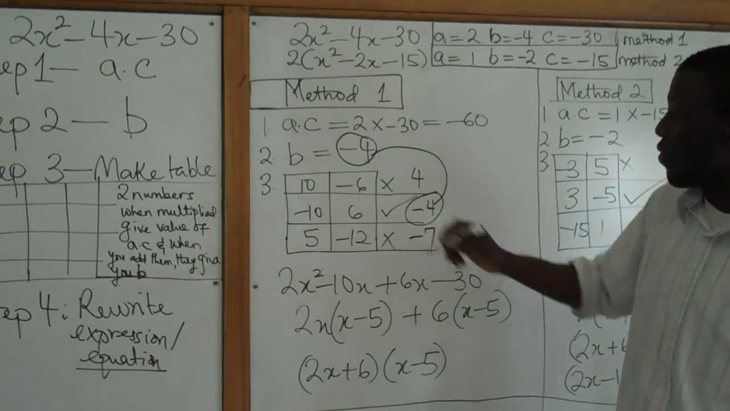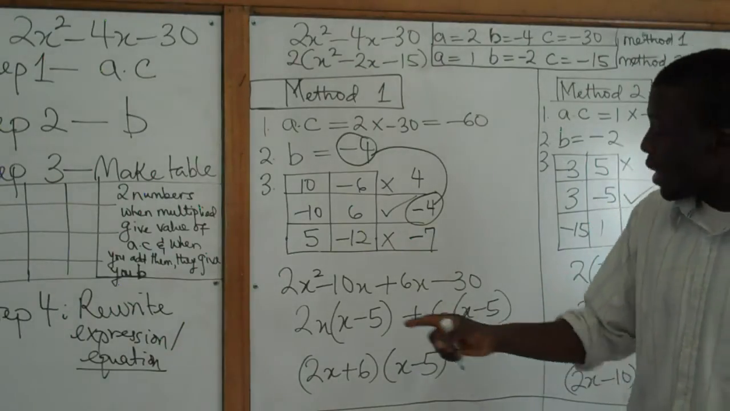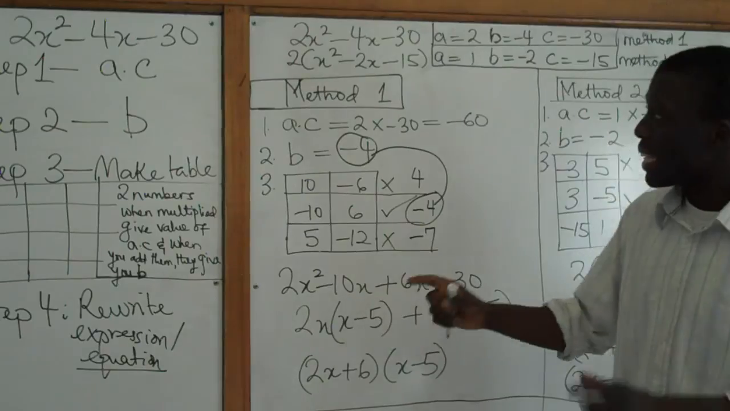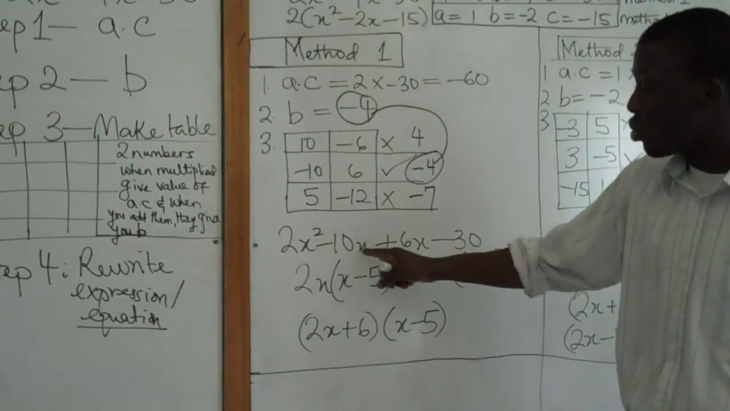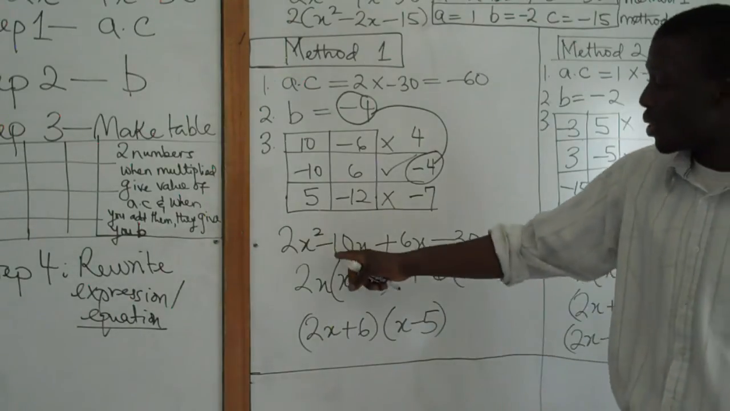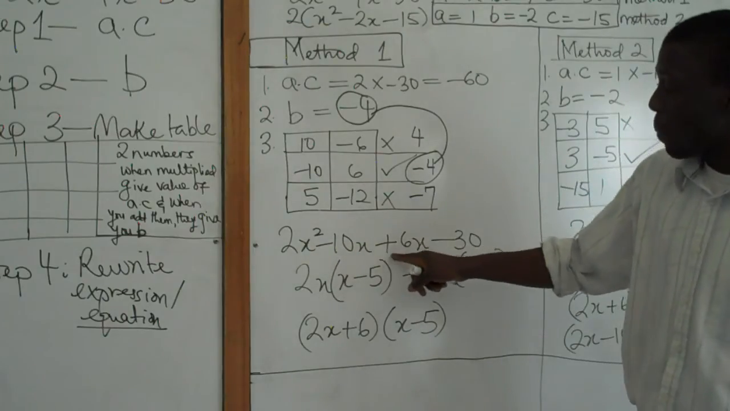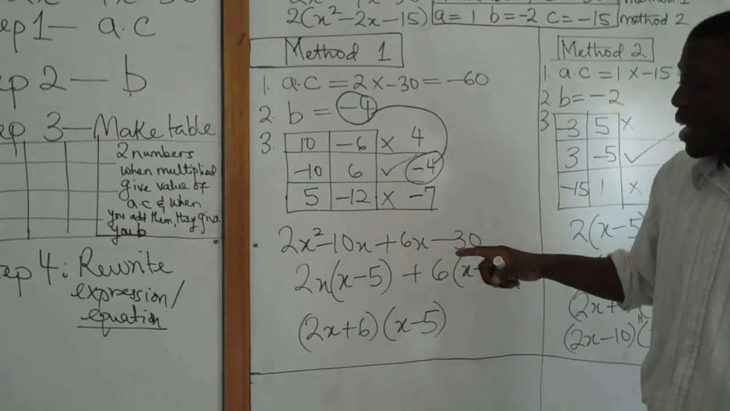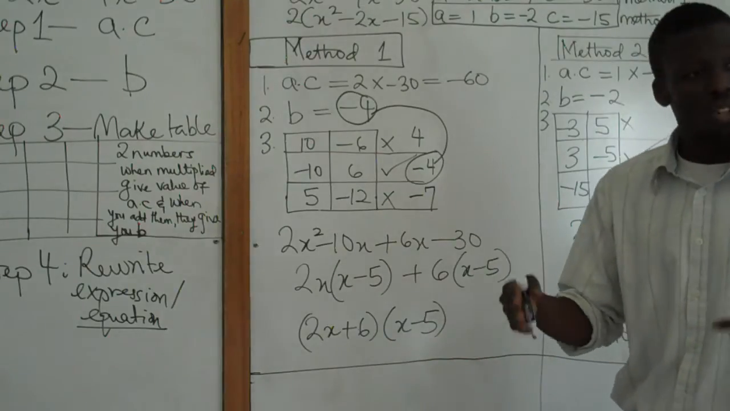B is negative 4. Now, the next step is to write down what I've found. So 2x squared, and then instead of writing negative 4x, which is my B, I now write the 2 numbers that I found that will give me B if I add them together. And those are negative 10 and plus 6. So 2x squared minus 10x plus 6x minus 30. That is now my new expression. I go ahead and factorize by grouping.